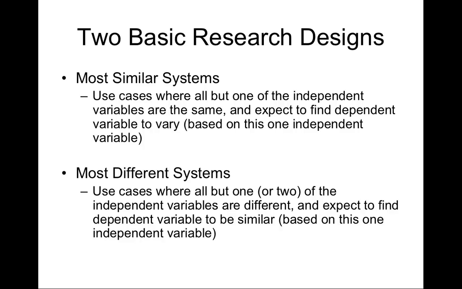With the most different systems design, you use cases where all but one or maybe two of the independent variables are different, and you expect to find the dependent variable to be similar based on this one independent variable. So let me talk, and this might help if you jot it down as I say it. We're going to talk about a most similar systems design in a sort of laboratory setting. Here again you're using cases where all but one of the independent variables are the same, and you expect to find the dependent variable to vary based on this one independent variable that's not the same.